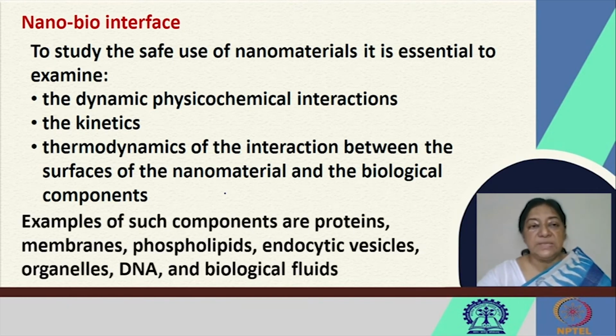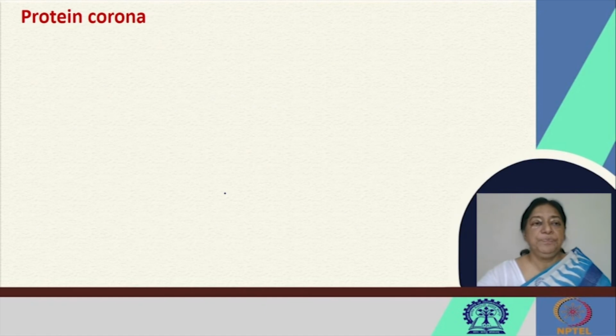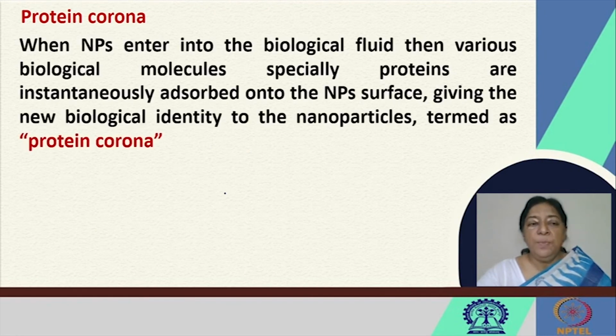Examples of the components that the interaction can occur with are proteins, membranes, phospholipids, endocytic vesicles, several organelles, DNA, and biological fluids. In this case, we will be looking at the interaction with proteins in the formation of what is called a protein corona. When nanoparticles enter into the biological fluid, then there are various molecules, particularly proteins, that are instantaneously adsorbed onto the nanoparticle surface.